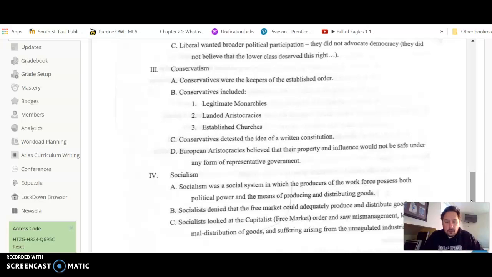And for hundreds of years, nobody really questioned it. But as populations became more educated, and as people began to earn money outside of the system, meaning they weren't part of the landed aristocracy, meaning they weren't born noble, as people made money because of industrial inventions and factories that they owned, they believed that they deserved to have more of a say. So that was a challenge to the old order.